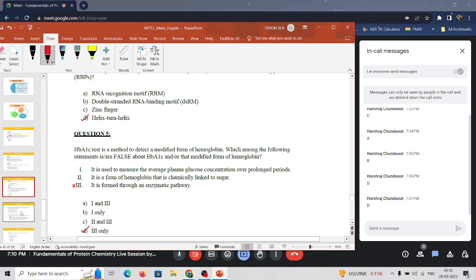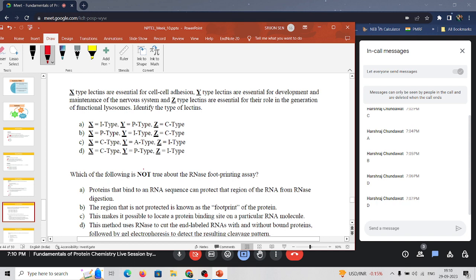Okay, the next one. This is an easy one. X type of lectins are essential for cell-cell adhesion, Y type lectins for development and maintenance of the nervous system, and Z type of lectins are important for their roles in generation of functional lysosomes. So I, P, and C. Which one will be which? So the I type, P type, and the C type.